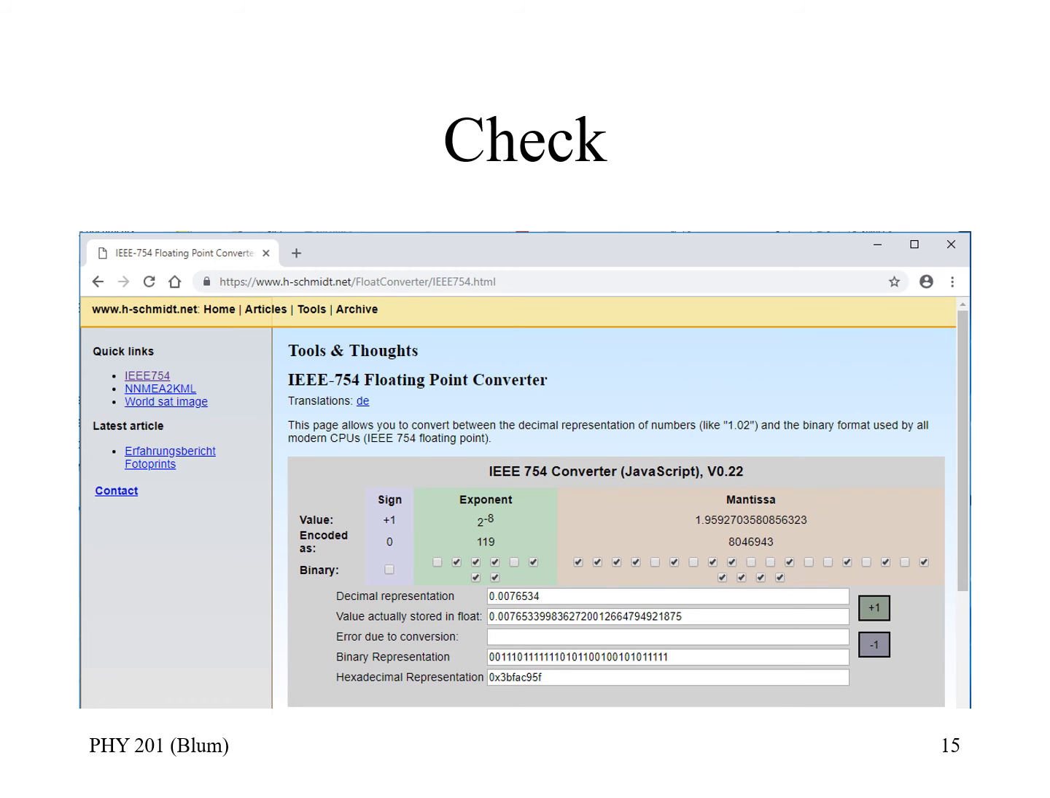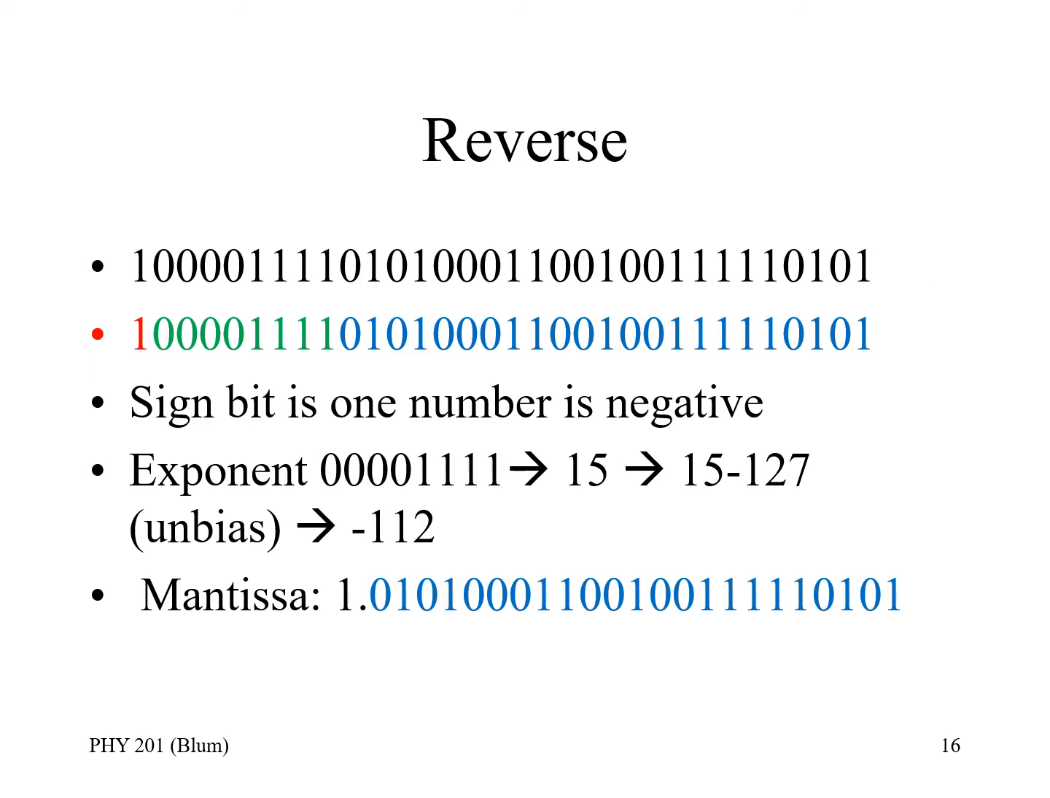And here again, going to the website, we are showing our check. So we use the little check boxes to put in our floating point expression, and we see that the decimal representation that comes out of the converter is close to our original number that we were representing. So now let us consider the reverse process.